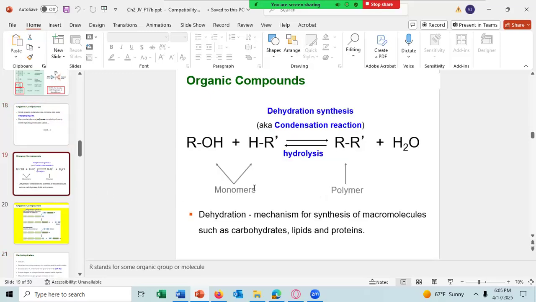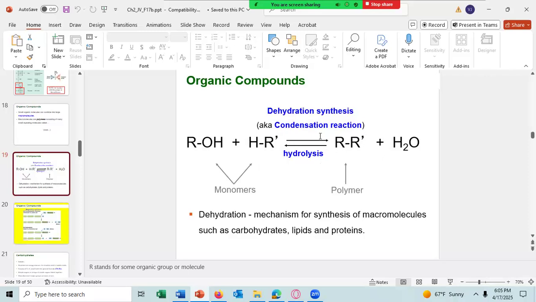Organic compounds can be made by dehydration synthesis, where you take an R group, which is a monomer here, and another R group, which is a monomer there. You pull off water, meaning you pull off OH from this R group and that hydrogen from this R group. The hydrogen gets together with the OH to make water, which is why it's called dehydration synthesis. And then the two R's bind together, which is called the polymer here. It's really a dimer because there's two monomers binding together.